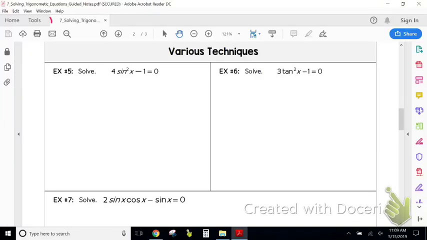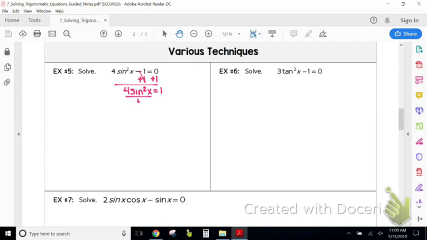All right, so look at example 5 here. It tells us to solve, so what are we going to do? Move the 1 over. So 4 sine squared of x equals 1. Square root both sides? Not yet. You can. Move the 4 over.